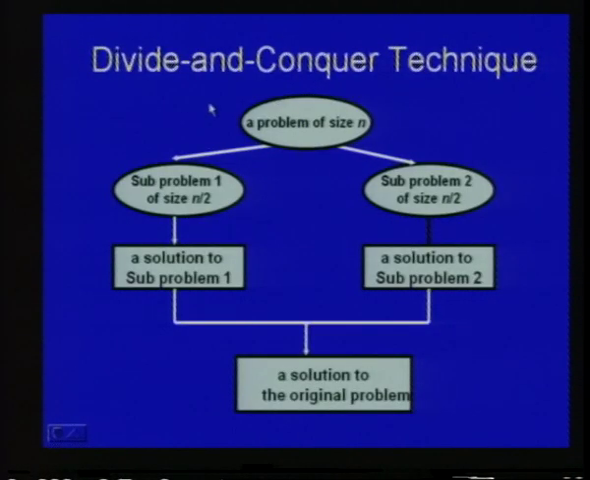Here we are explaining it in terms of n, and n can be anything. So, a problem of size n is divided into 2 sub problems of size n by 2 and n by 2, and then you have a solution to sub problem 1, a solution to sub problem 2, and then you merge them together to get the solution to the original problem of size n. Please note this divide and conquer technique is not unique to sorting, it can be used in any algorithmic design. We are going to look at divide and conquer used for sorting.